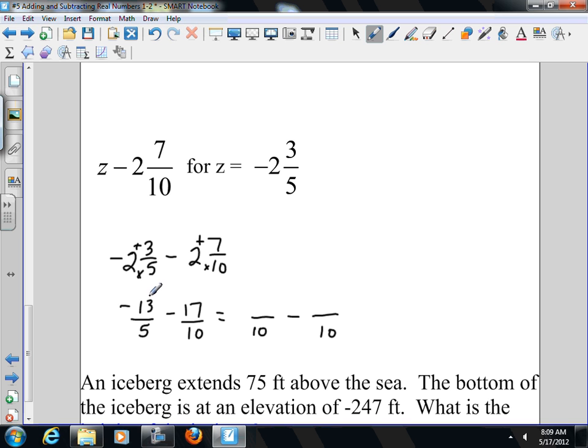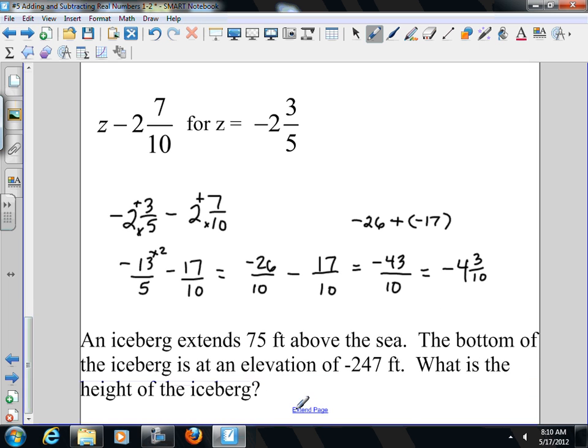Okay, we need a common denominator, which would be 10. 5 goes into 10 twice. 2 times negative 13 is negative 26. And then 17 tenths stays the same. Well, our denominators are the same, so let's add the numerators. So we keep the first numerator of negative 26, change the minus to plus, 17 becomes negative. So negative 26 plus negative 17. So that would end up being negative 43 over 10. That can't be reduced. If you want to write it as a mixed number, you would write it as negative 4 and 3/10.